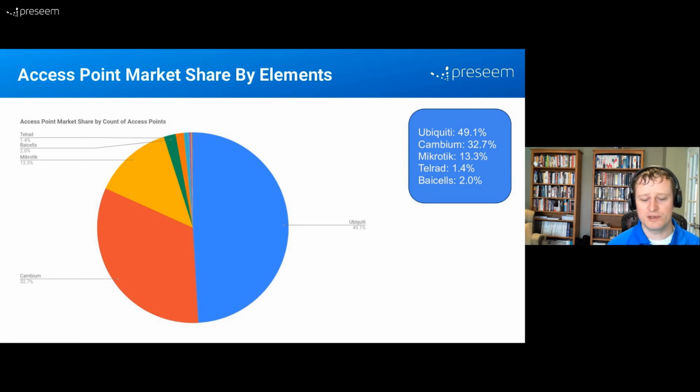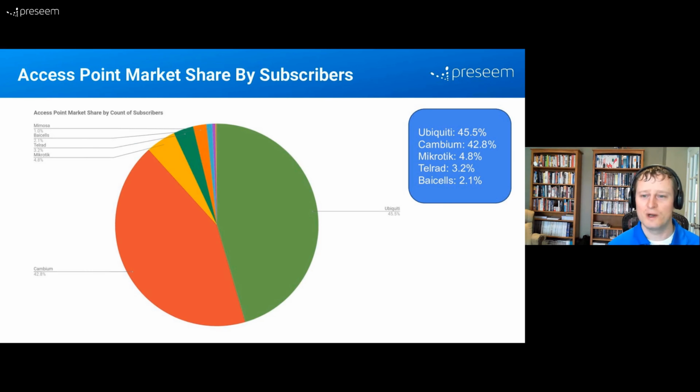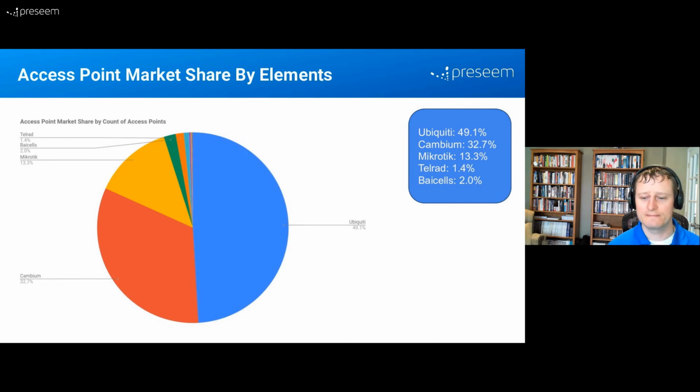So that's why they're able to essentially cover the same amount of subscribers with a fewer number of network elements. So I guess with either one of these, they could claim it's a tie, or they could claim that one vendor has a bigger market share than the other, depending on which of these metrics they want to look at, again, by subscribers or by access point.